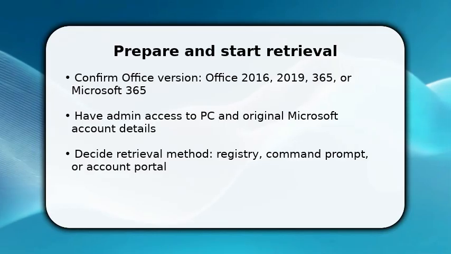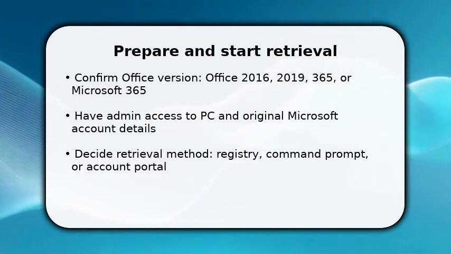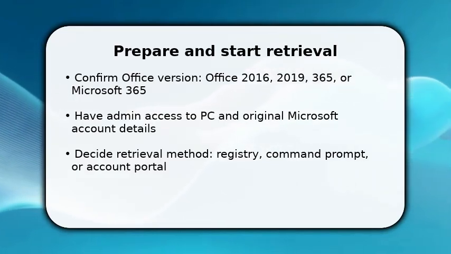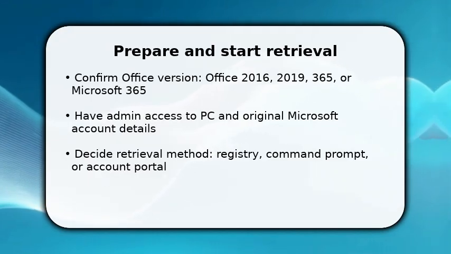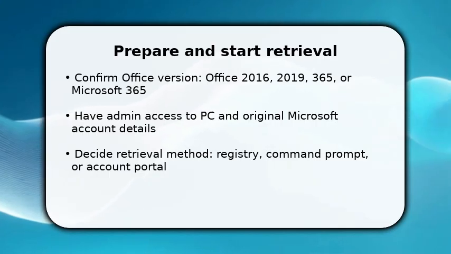You begin by confirming which Office edition you installed because the retrieval method differs. Next, sign in with the Microsoft account tied to your license. This proves ownership and unlocks account-level keys.